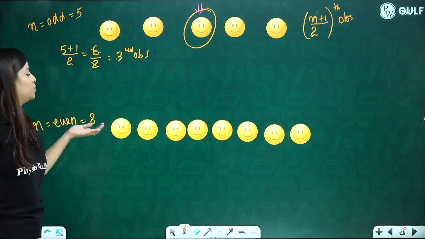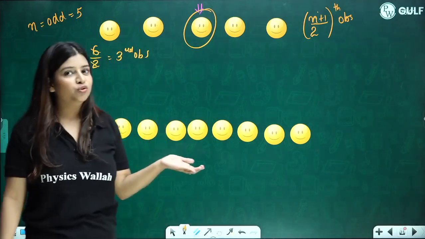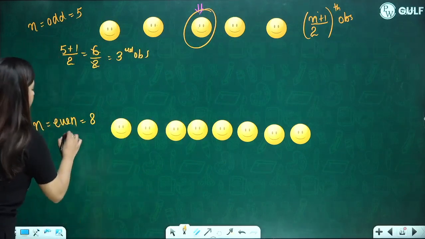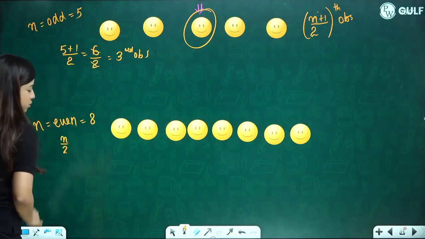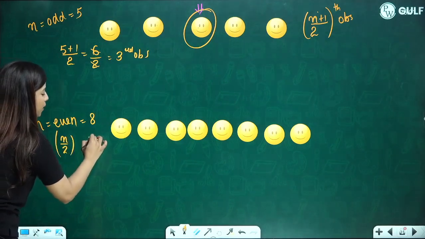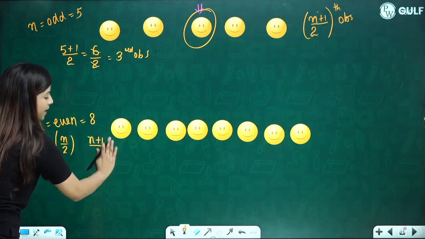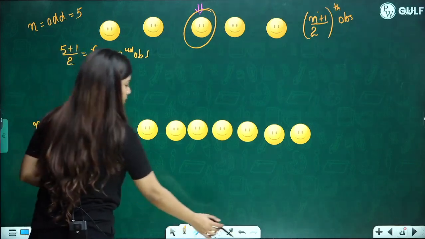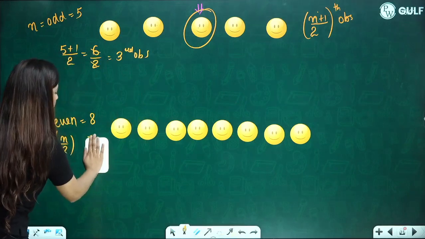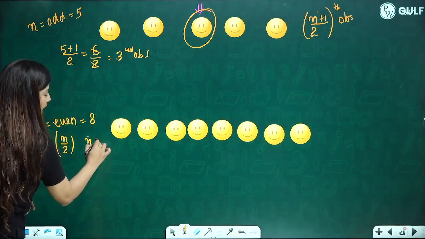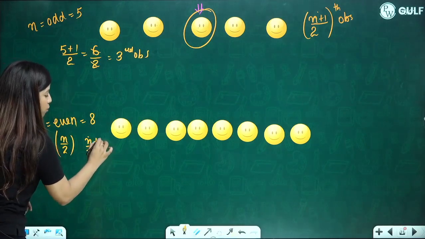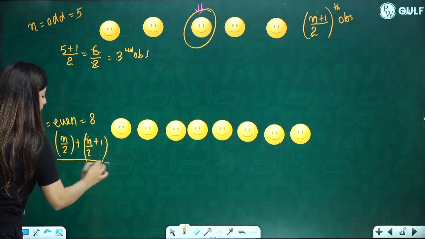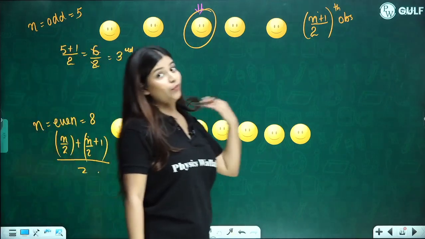Now in this case, when n is odd, you just have to do what? First you have to calculate the n by 2th observation. Then you have to calculate the n by 2 plus 1th observation. Right? You just have to calculate the n by 2th and n by 2 plus 1th observations, then add both of them and divide by 2.